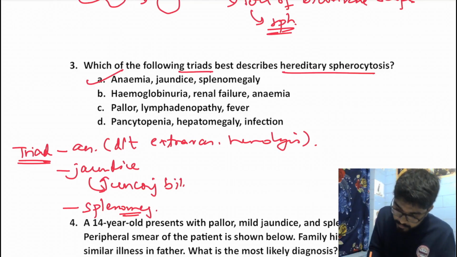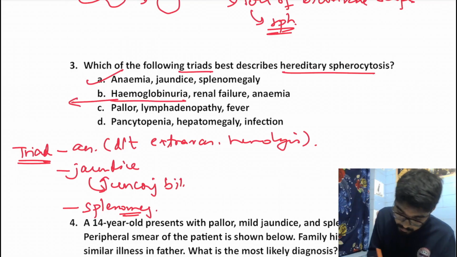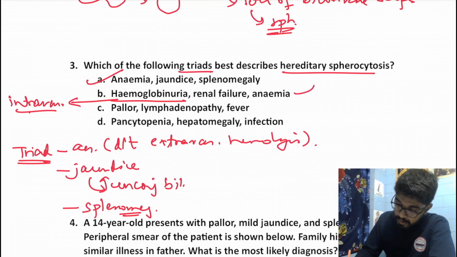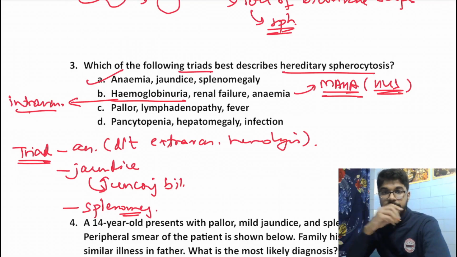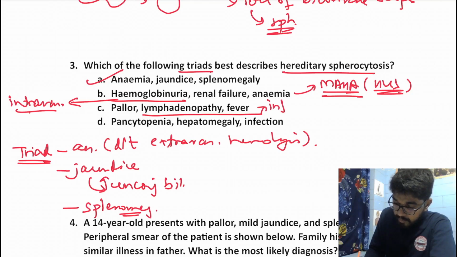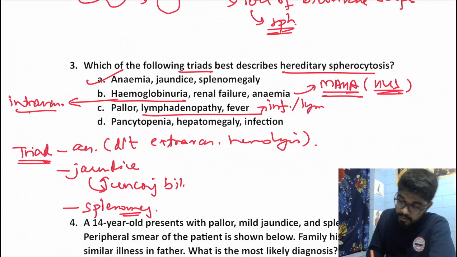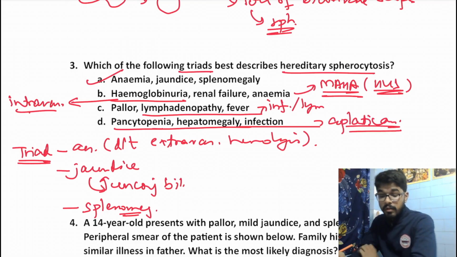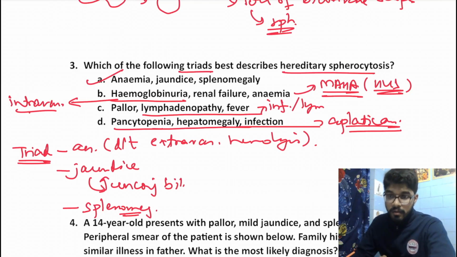If we have a look into the other options, hemoglobinuria is a marker of intravascular hemolysis. And this triad of hemoglobinuria, renal failure and anemia is seen in microangiopathic hemolytic anemia like HUS. In the next option, pallor, lymphadenopathy and fever, the lymphadenopathy and fever suggest infection or lymphoma. And the final option of pancytopenia, hepatomegaly and infection suggests aplastic anemia. So our answer would be A. Moving on to the next question.